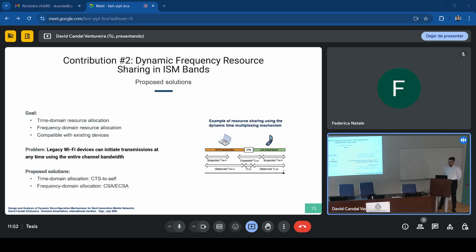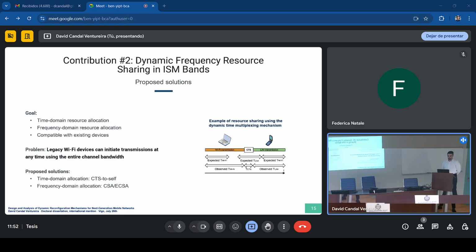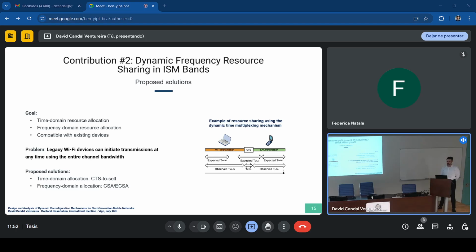We studied the standards and identified two mechanisms that allow us to command Wi-Fi devices to share the channel with the mobile network. These mechanisms allow us to define how the resources of the channel are allocated to each technology and work with the system and devices without requiring any modification in the end devices.